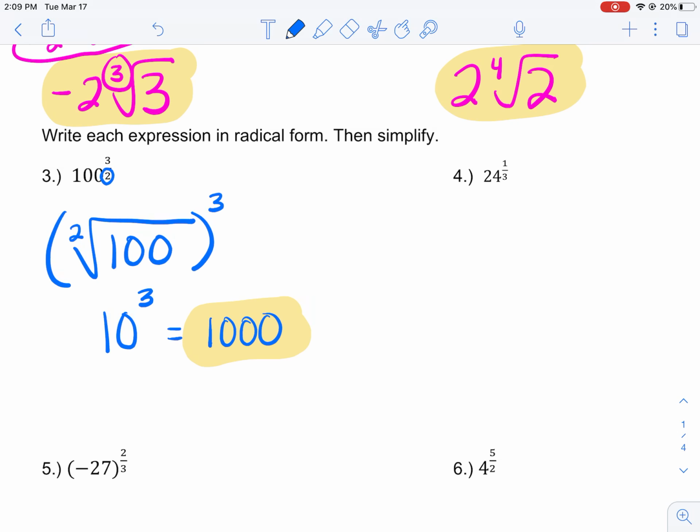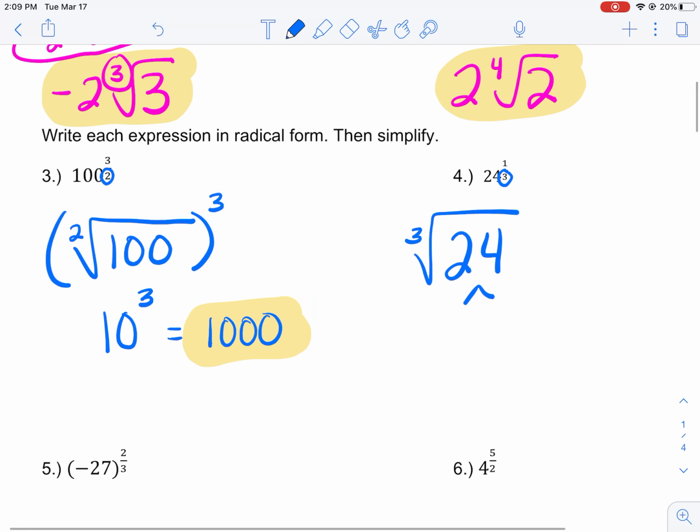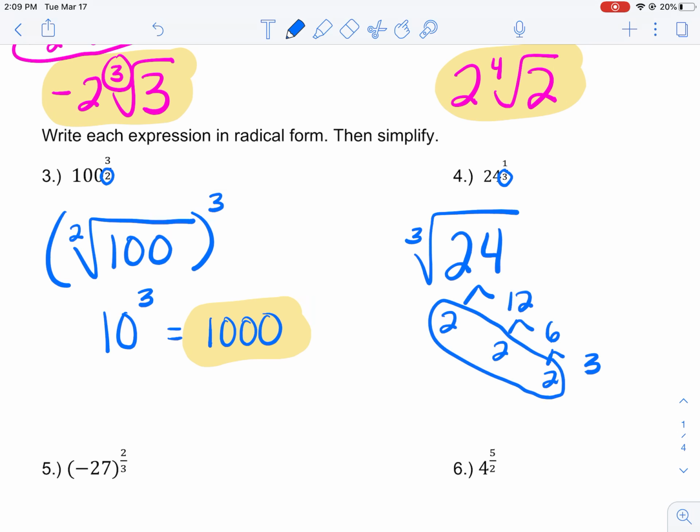Okay, so for the next problem, 24 to the 1/3. We're going to put 24 underneath a root. The bottom number tells me to take the cubed root. The top number tells me I don't have to do anything else. Okay, so I'm going to use 2 and 12 this time. 2 and 6, 2 and 3. I need 3 of a kind, so the answer is 2 times the cube root of 3.